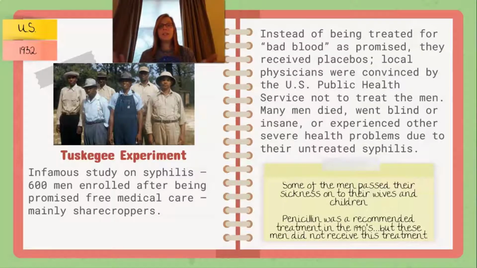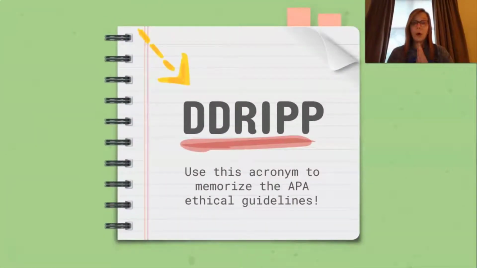So as you can see, these experiments have a lot of issues. They were conducted under very suspicious circumstances and in very ethically questionable ways. So after years and years of this going on all over the world, the American Psychological Association decided to create a code of conduct for experiments in the United States. You will need to know all of the APA's ethical guidelines, and I have a nifty acronym for you to learn this. It's called DRIP.